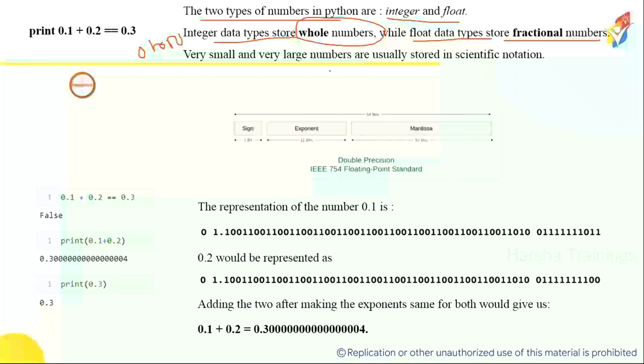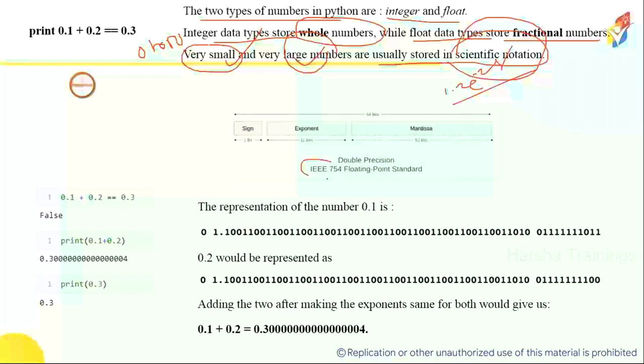Okay, then one important point is if I have a very small number or a very large number, they are usually represented as scientific notation, like 1.2 e to the power minus 2.5, like this. Very small or very large numbers are represented in the form of scientific notation. For that, it uses a concept called the IEEE 754 floating point standard, which consists of 64 bits. Any float or fractional number will be stored in 64 bits.